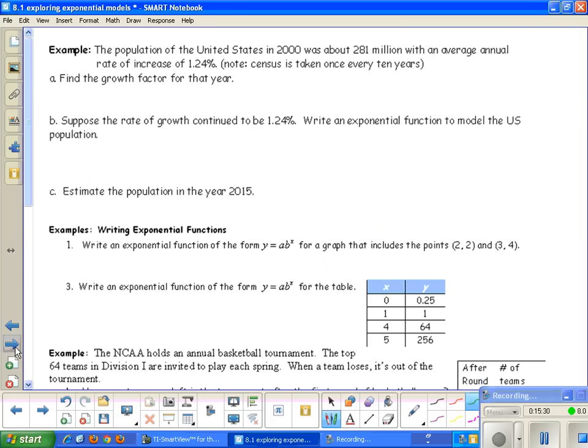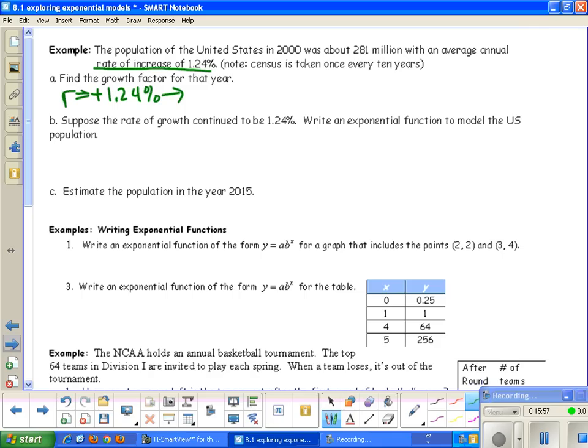So let's look at some examples. The population of the United States in 2000 was about 281 million with an average annual rate of increase of 1.24%. So this tells me my rate. We want to find the growth factor for that year. So in this case, we know that our rate is equal to a positive 1.24%. So the first thing we want to do is write that as a decimal.